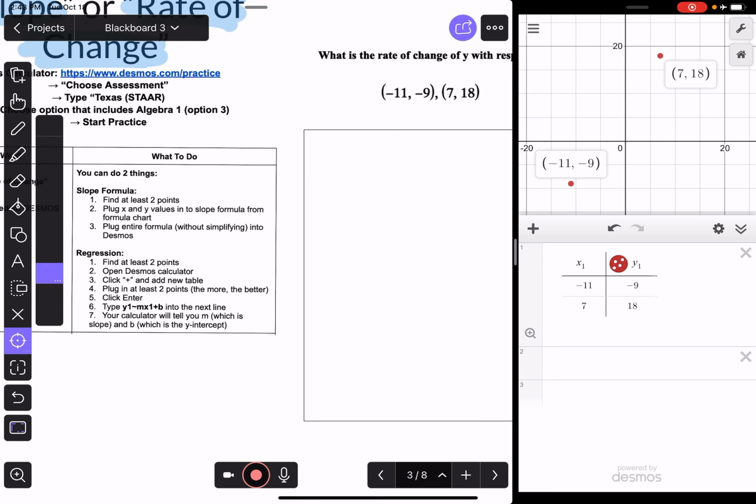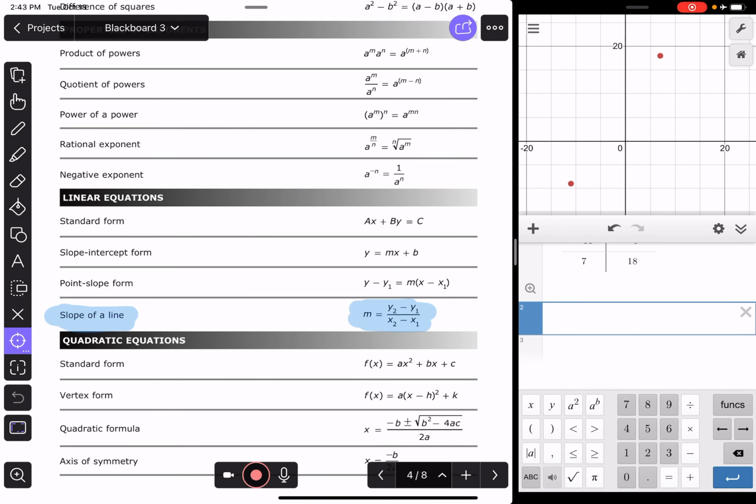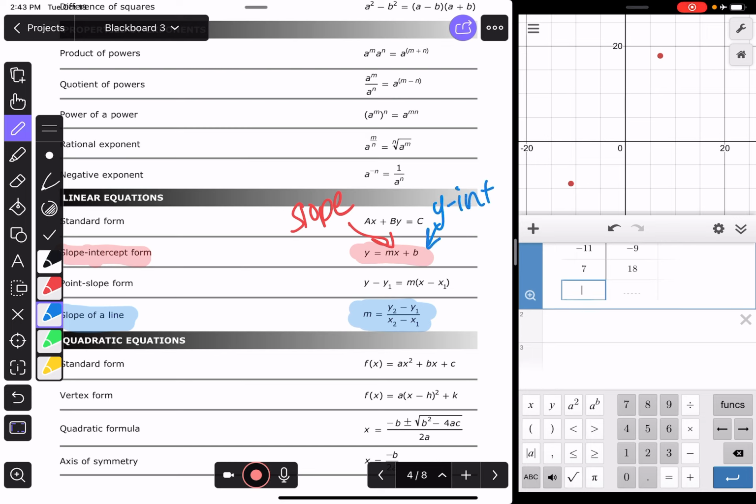So that's where step 3 is getting this crazy formula, y1 squiggly mx1 plus b. We need to plug that in. The reason that formula is the way it is, just so you remember it better on your STAR test, is if we look at our formula chart, at the slope-intercept form of a line, it's y equals mx plus b. And a quick reminder, in case you don't remember, m represents the slope and b represents the y-intercept.